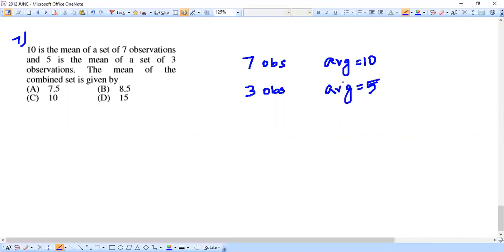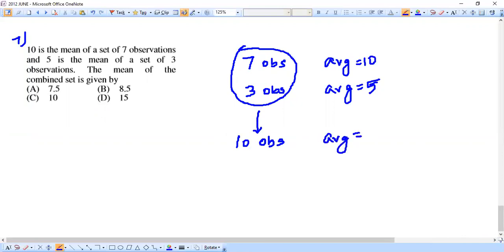Okay, this is the proper meaning. There are totally 10 observations here. For the first 7 observations, the average is 10, and for the last 3 observations, the average is 5. The question is very simple. What is the mean of the combined set? Combined set means, for all the 10 observations, the first 7 and the next 3 put together, what is the overall average? This is our question.